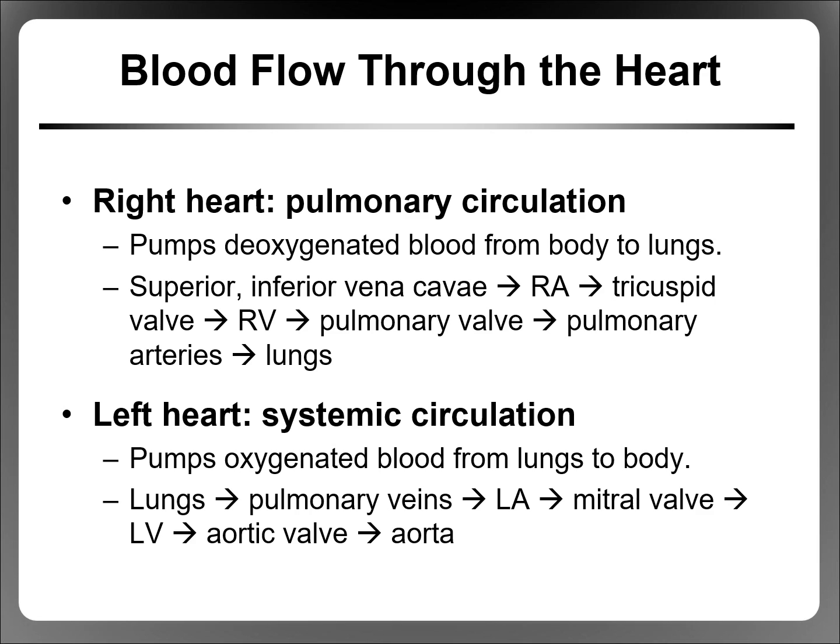The left side of our heart is our systemic circulation, and this gets blood to the rest of the body. Its job is to pump oxygenated blood from the lungs to the body. This will go from the lungs to the pulmonary veins, to the left atria, through the mitral valve to the left ventricle, and then through the aortic valve to the aorta.